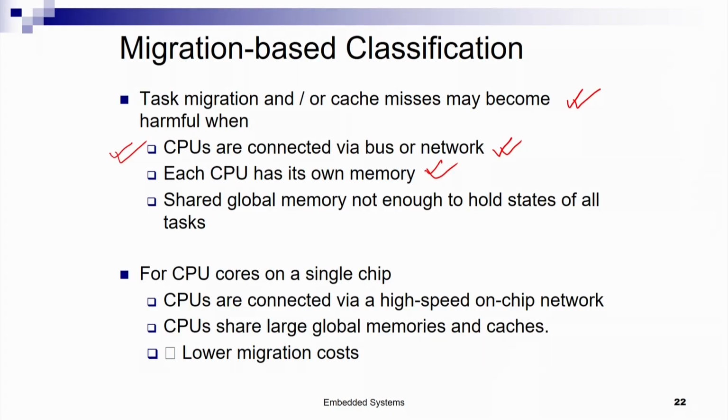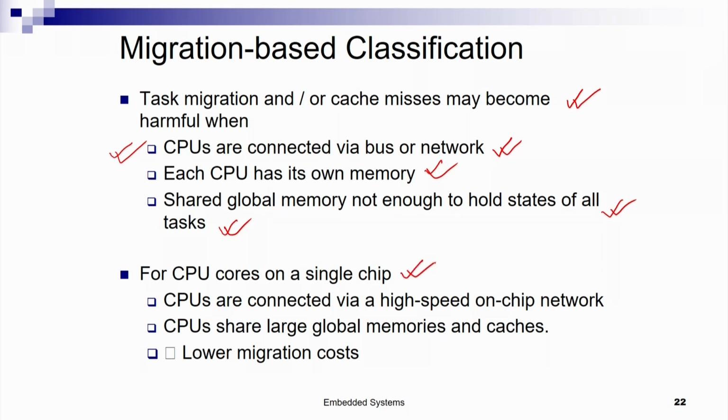So, even if you have a global memory, if the shared global memory is not sufficient to hold all states of the task, then such task migrations or cache misses become harmful in terms of the overheads they have. And it is not that harmful for CPU cores on a single chip.